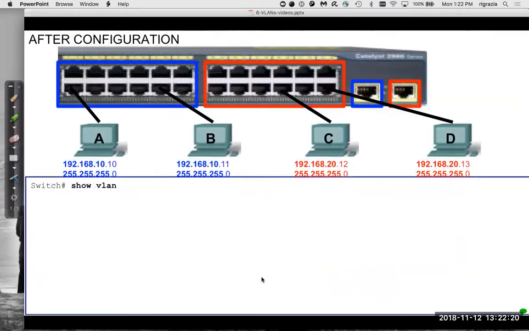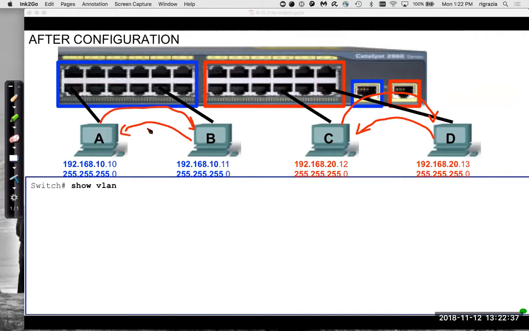Okay, but let's say we want two of our devices to be on a separate subnet. And again, let me mention, you do not need VLANs to do this. C and D can communicate with each other, no problem, and A and B can communicate with each other, no problem, without VLANs. What do VLANs buy us?